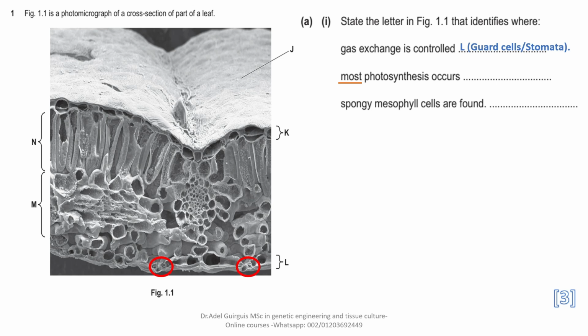Most photosynthesis occurs, photosynthesis takes place in the mesophyll layer. The mesophyll layer is divided into two parts, N and M. In the palisade, most photosynthesis occurs, while the spongy layer also helps photosynthesis, but the main function of spongy mesophyll cells is gaseous exchange, because a lot of air space is found in between. Look here, N, palisade mesophyll. Spongy mesophyll cells are found where? In layer M. So M, spongy mesophyll.